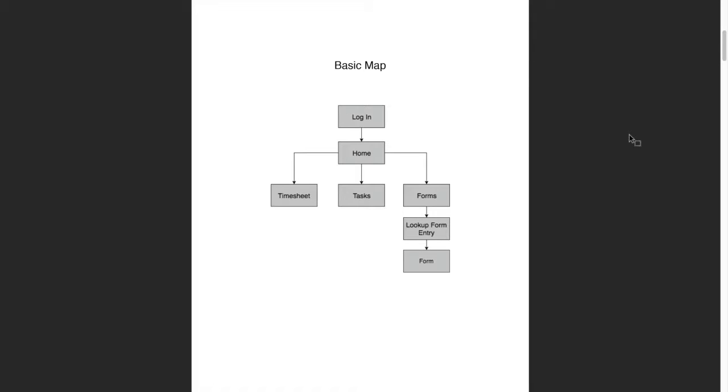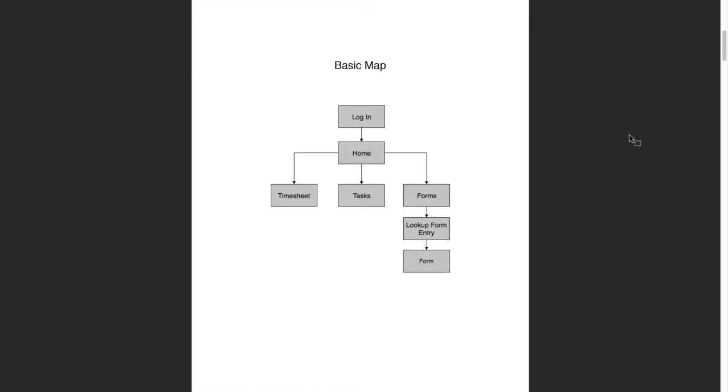When the user comes to the website, first they will have to log in. They won't be able to access anything until they log in with their work email. From there, it takes them to the home screen, which links to the timesheet, their to-dos or tasks, and then a different forms page that has different forms that they can fill out. If they click on the timesheet, it's just a single page with different functionality. Same with the tasks page.